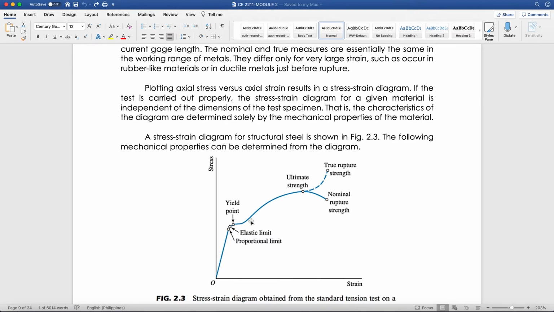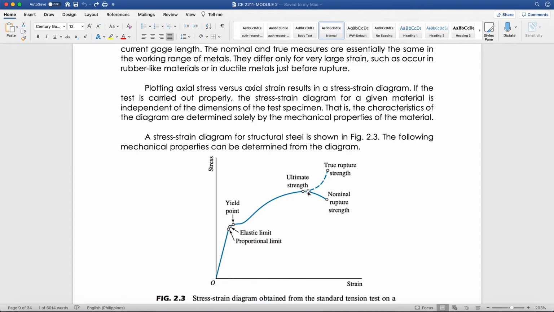Okay? Then when we say ultimate strength, ito yung pinaka-capacity ng ating material. This is the highest strength or the highest load that it can carry. So pag lumagpas pa dyan yung load na bubuhatin ng material natin, definitely it will fail. That's why it is called the true rupture strength. So for example, just an example, the ultimate strength is around 100 kilograms. But the load that it is going to carry is 101, therefore it is already going to fail.